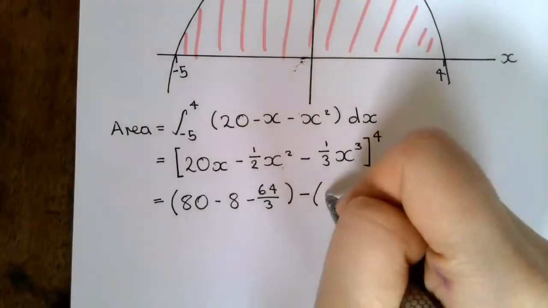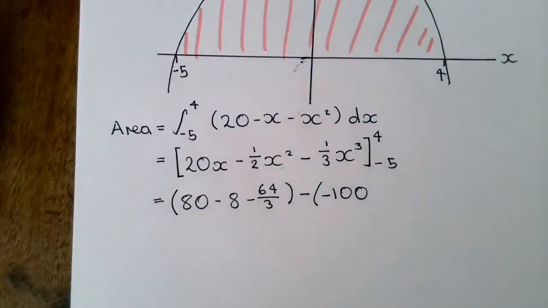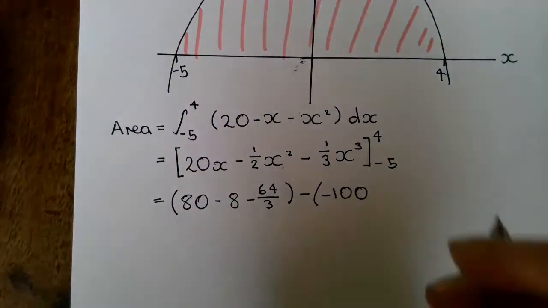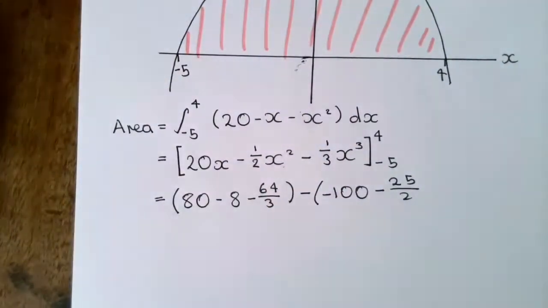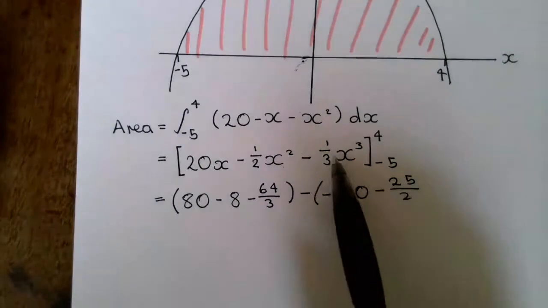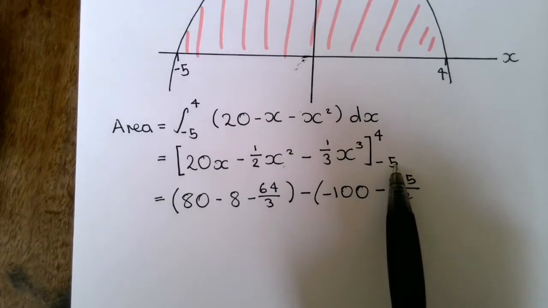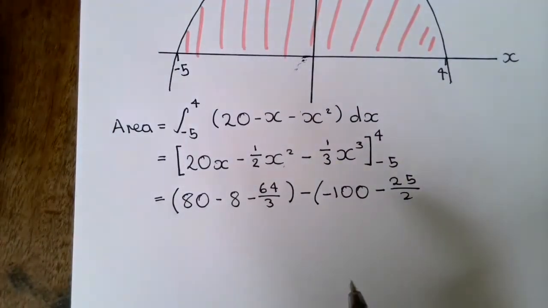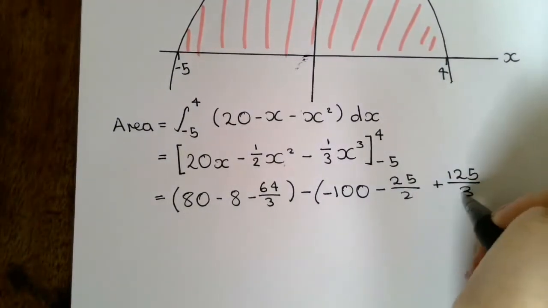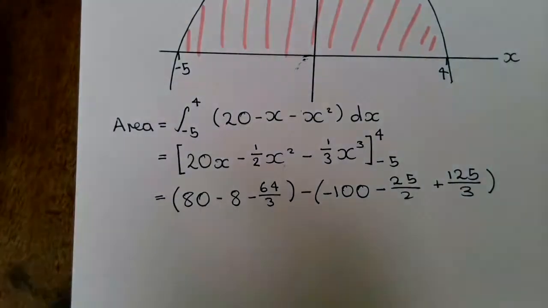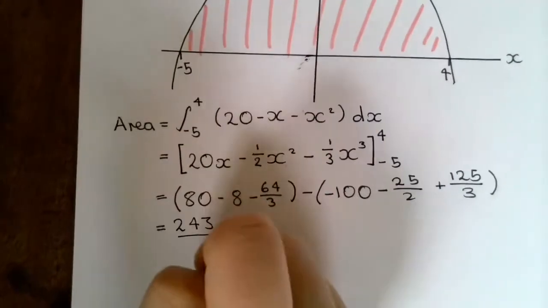So you can just use your calculator for this. 20 times -5, that's -100. A half times -5 squared, that is 25/2, but we're subtracting that. And then I'm subtracting a third x to the power of 3. Now -5 to the power of 3 is -125. So this is going to become a positive. We've got 125/3. And my answer is 243/2.